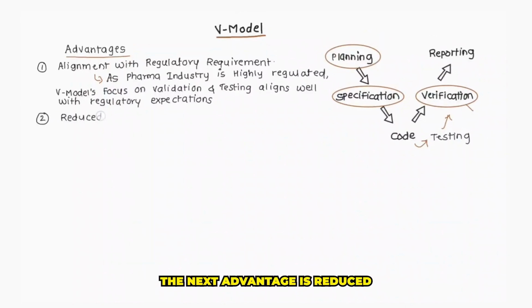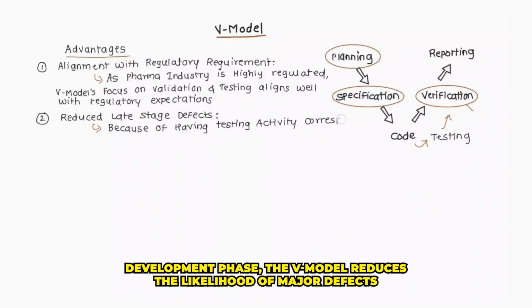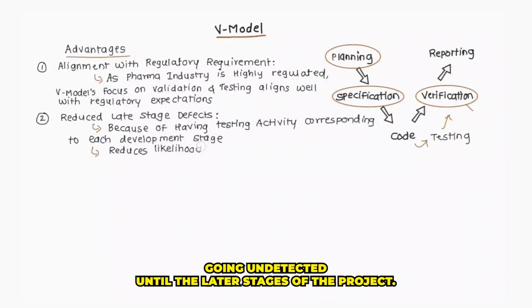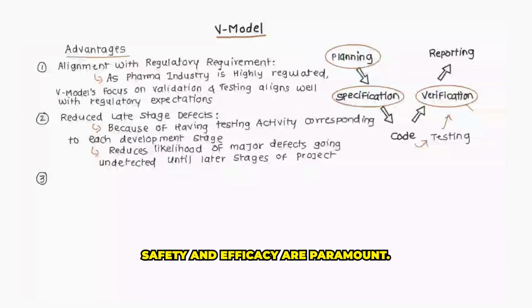The next advantage is reduced late-stage defects. By having testing activities corresponding to each development phase, the V-Model reduces the likelihood of major defects going undetected until the later stages of the project. This is crucial in pharmaceutical software development, where product safety and efficacy are paramount.